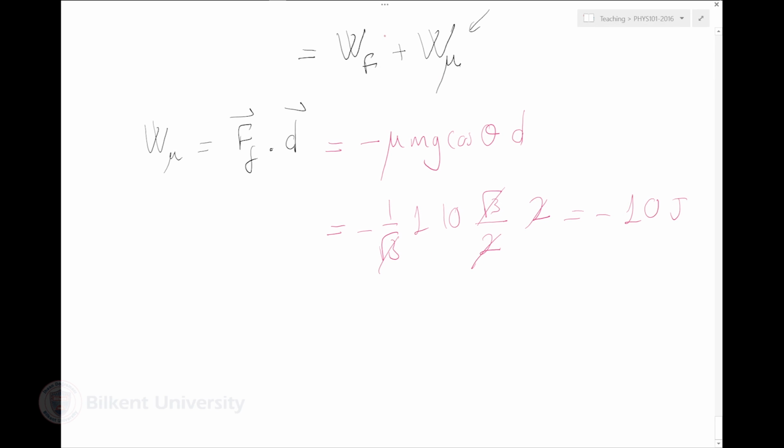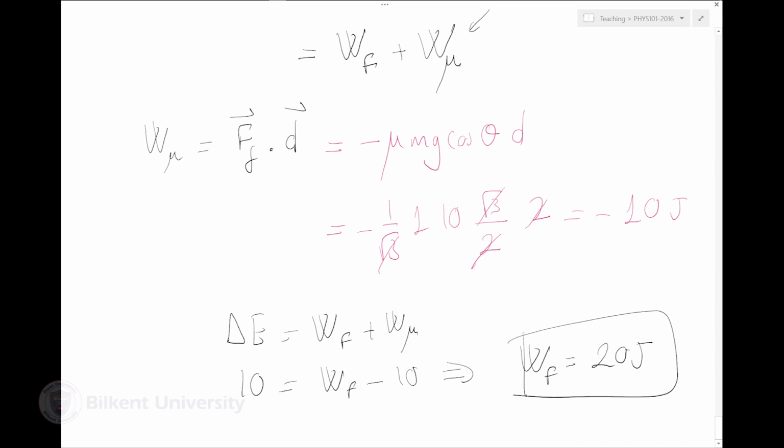It's minus 10 joules. So delta E was work done by this force plus work done by friction. So 10 is work done by force minus 10. Minimum work the force has to do is 20 joules. Okay?